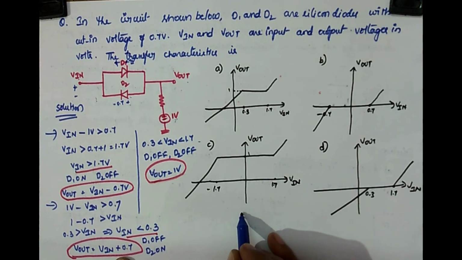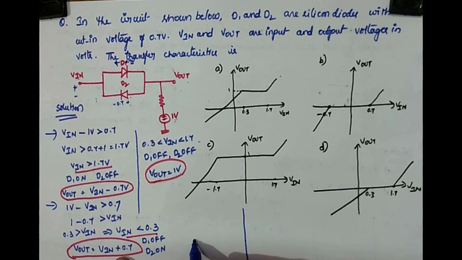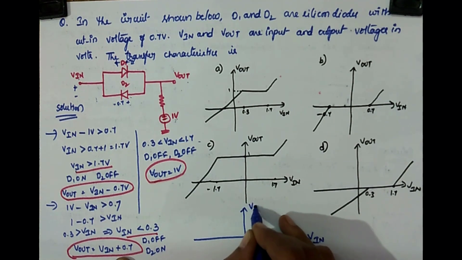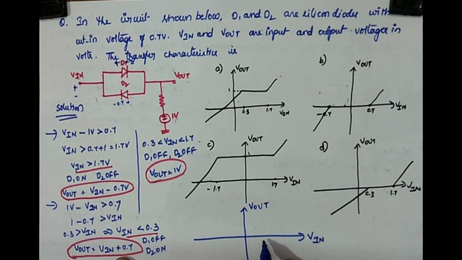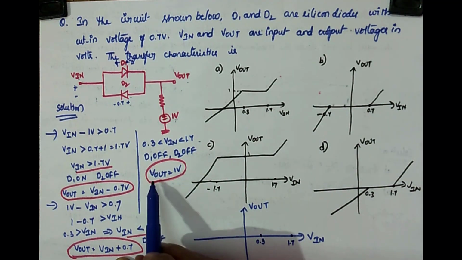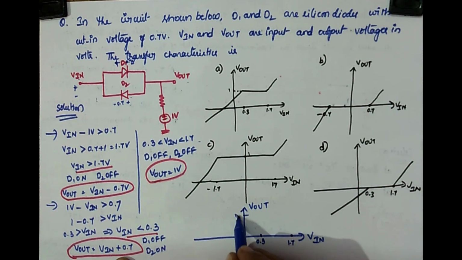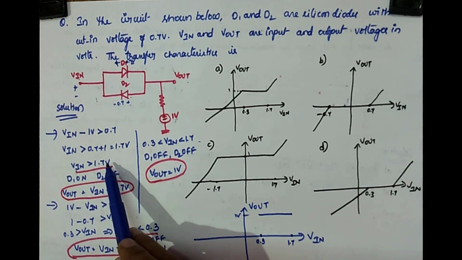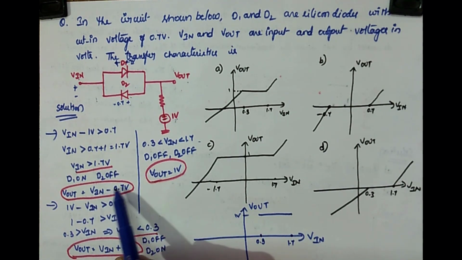Now this is your Vn and this is your Vout. What are the discontinuity points? 0.3 and let it be 1.7. Between 0.3 and 1.7, what is Vout? 1 volt. So between 0.3 and 1.7, it is 1 volt. Then for greater than 1.7, your Vout is Vn minus 0.7.